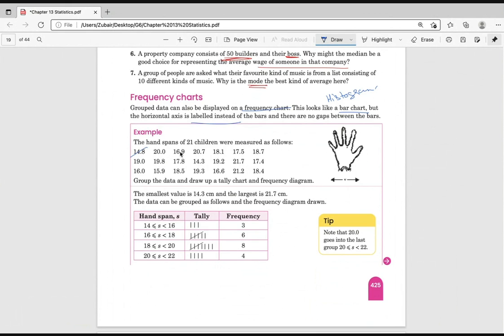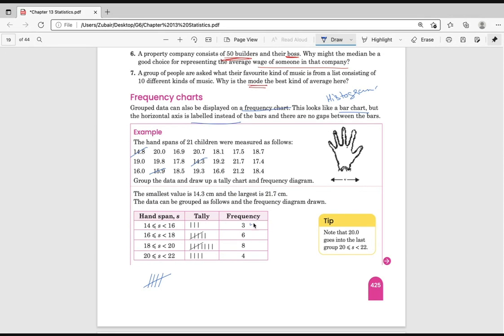1, 2, 3. And then we draw the tally, 3 lines, and then write it. The concept of tally is 1, 2, 3, 4, and when we draw the 5th line, we just cross it. It is easy and quick to count. And so the remaining data is filled from 16 to 18 and 18 to 20 and so on.